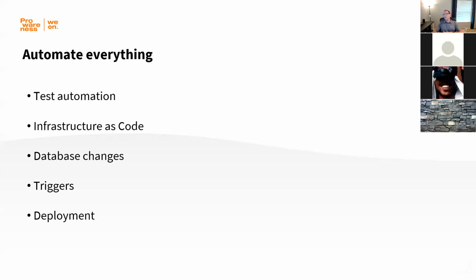Triggers, deployment, there's so much to this, right? There's so much more you can automate if you want to. And this is really a lot of work if you're trying to do this all at the same time, which is why I put them in this order for a reason, right? Test automation, low-hanging fruit. Infrastructure as code, mostly low-hanging fruit. And then when you're looking at database changes, triggers, deployment, and all kinds of other things, it becomes a little trickier.